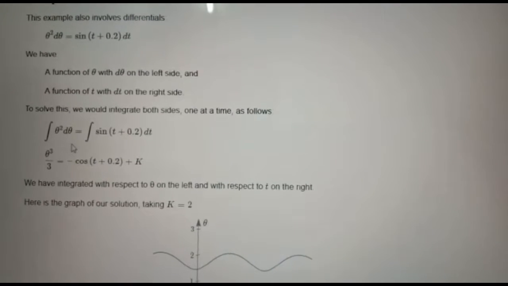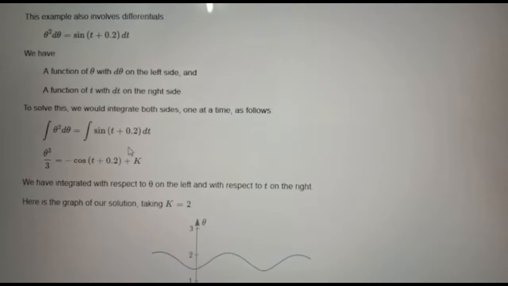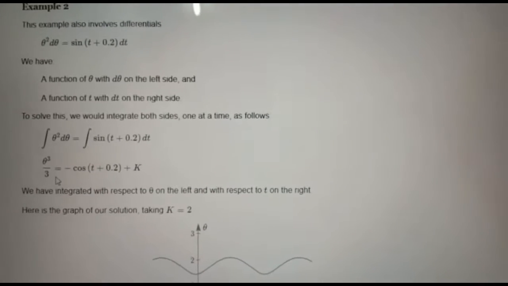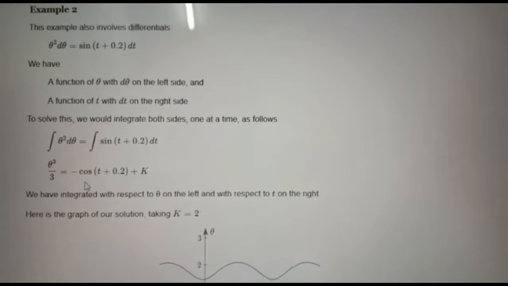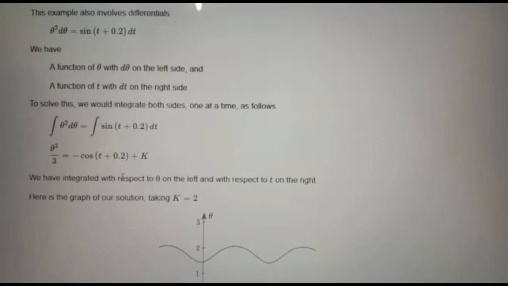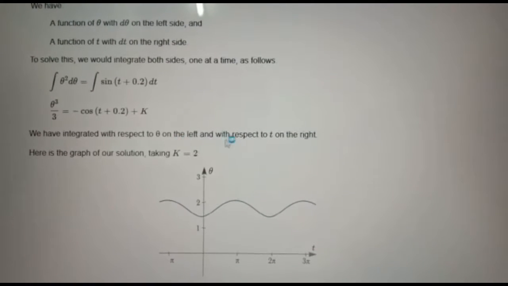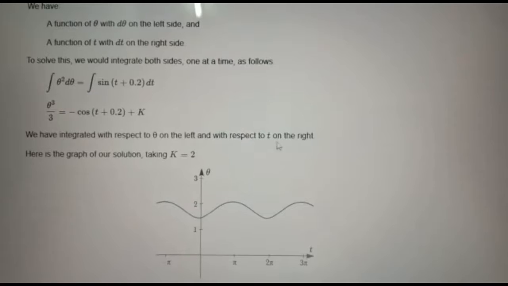Integrate theta squared d theta equals integrate sine t plus 0.2 dt. Theta cubed divided by 3 equals negative cos t plus 0.2 plus k, which is the constant. We integrate with respect to theta on the left and with respect to t on the right.